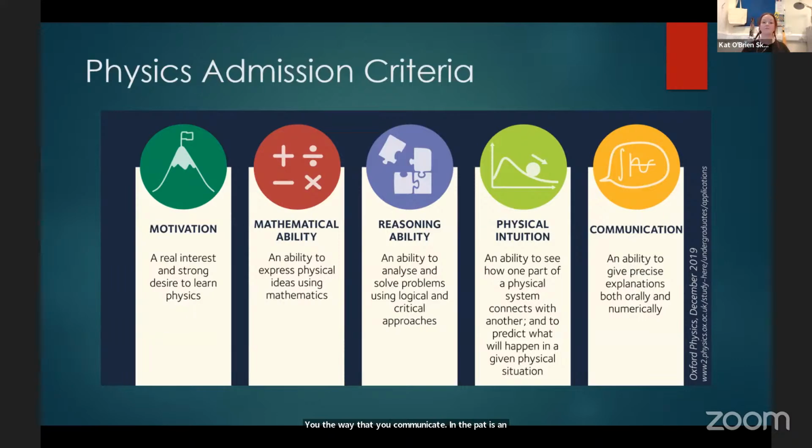So those are our admissions criteria. I will share this set of slides with you tomorrow as well, so that you can think about this in your own time, because obviously today is quite a whistle-stop tour.